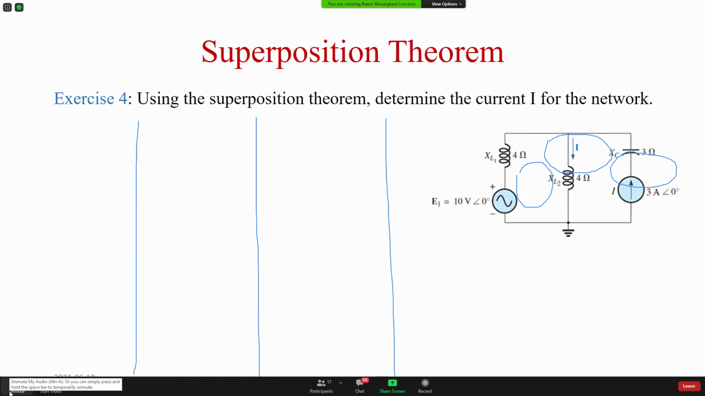Not difficult when you take one source at a time. The circuit is complicated when you have so many sources together.